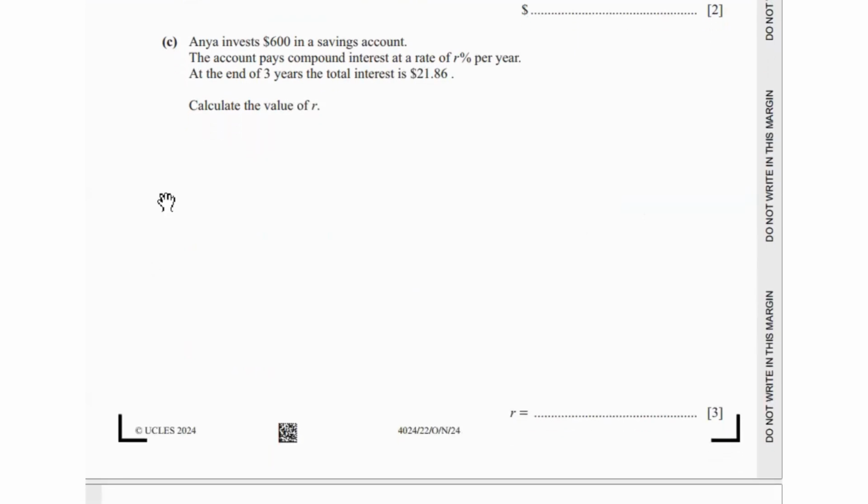Then it says Anya invests $600 in a savings account. The account pays compound interest at a rate of R% per year. At the end of 3 years, the total interest is $21.86. Calculate the value of R. So for compound interest, your formula is principal amount times 1 plus rate of interest over 100 to the power of time.